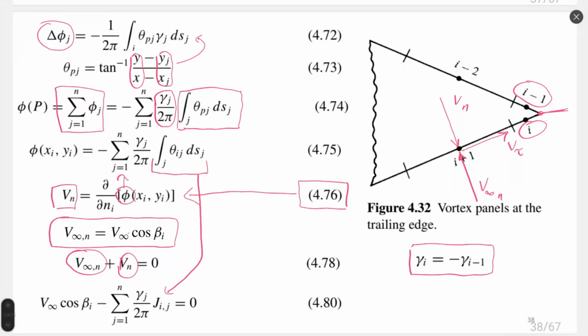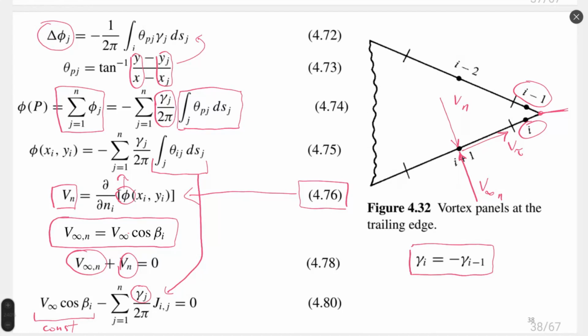On the left side of the equation would be the velocity generated from infinite distance, and this is totally constant, will not change because all parameters inside are constant: V infinite is constant, and beta is a constant geometrical angle. And on the right part of the equation is one unknown parameter for each panel, and all other parameters are constant. 2 pi is constant, and J is a constant calculated from the integral.